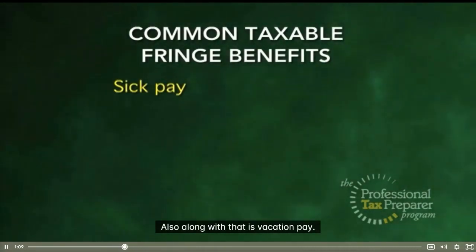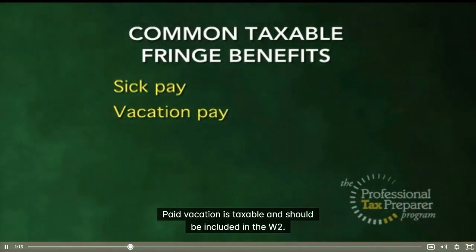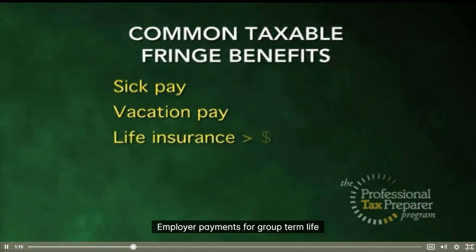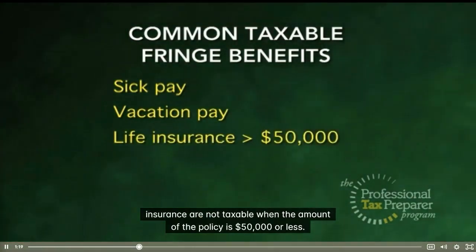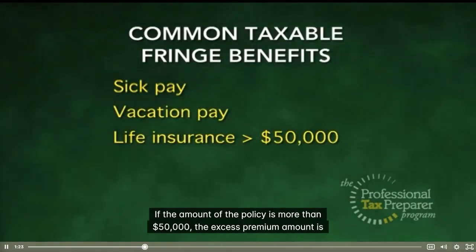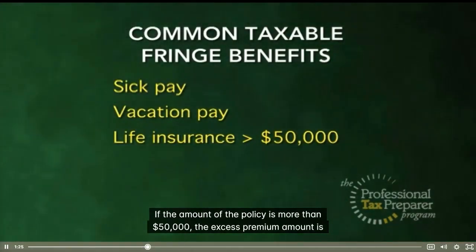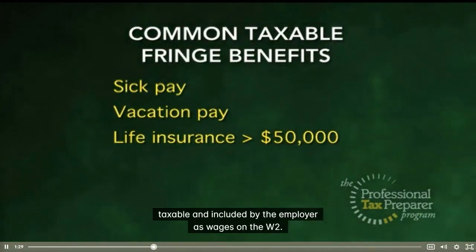Also along with that is vacation pay. Paid vacation is taxable and should be included in the W-2. Employer payments for group term life insurance are not taxable when the amount of the policy is $50,000 or less. If the amount of the policy is more than $50,000, the excess premium amount is taxable and included by the employer as wages on the W-2.